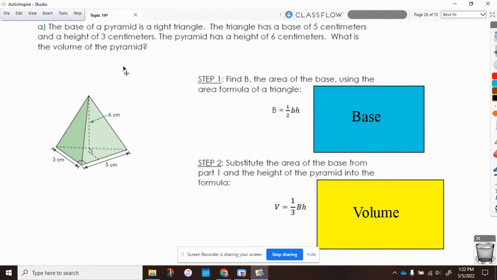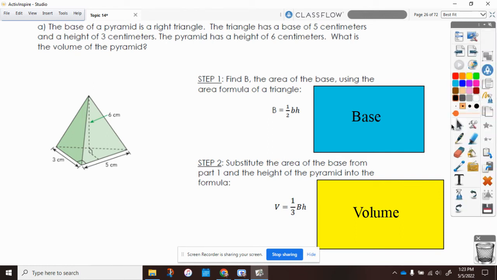The base of a pyramid is a right triangle. The triangle has a base of 5 and a height of 3. It also tells us this in the diagram down here: the two legs of the right triangle at the bottom are 3 and 5. The pyramid has a height of 6. What is the volume, it's asking?